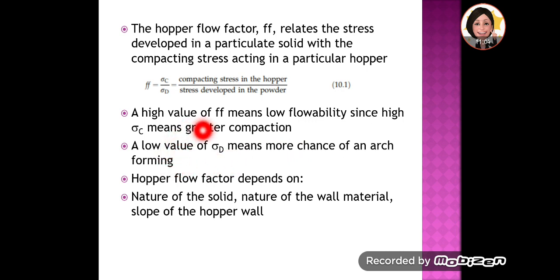So a high value of compacting stress and a low value of stress in the powder will give you a high value of hopper flow factor. That's why a high value means the flow will not happen, because there is an arch. The hopper flow factor depends on the nature of the solid, the nature of the wall material, and the slope of the hopper wall.